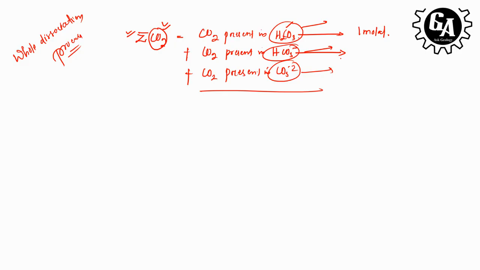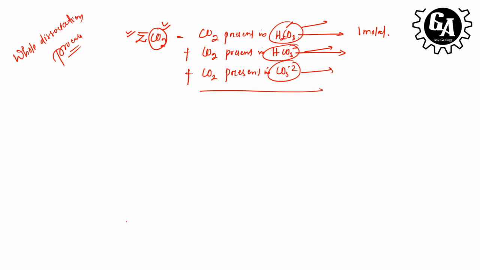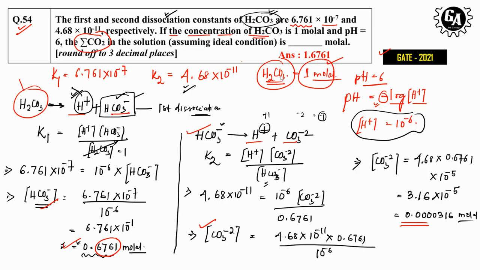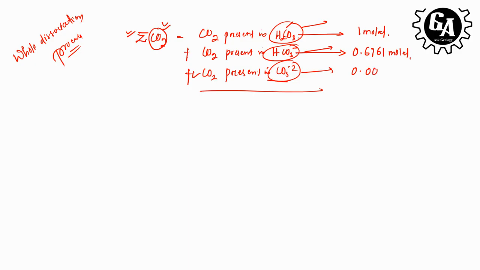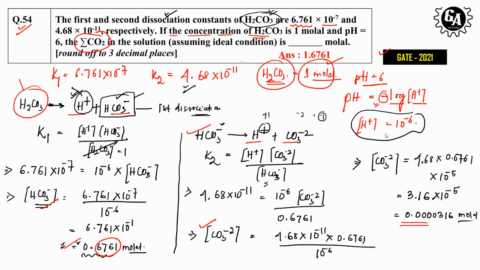In this case, the H2CO3 is given, that is 1 molar. For HCO3 minus we have calculated 0.6761 molal. For CO3 minus 2, it is 0.0000316 molar. So we have to add everything. This is 1.6761316 molal. This is the summation of carbon dioxide.